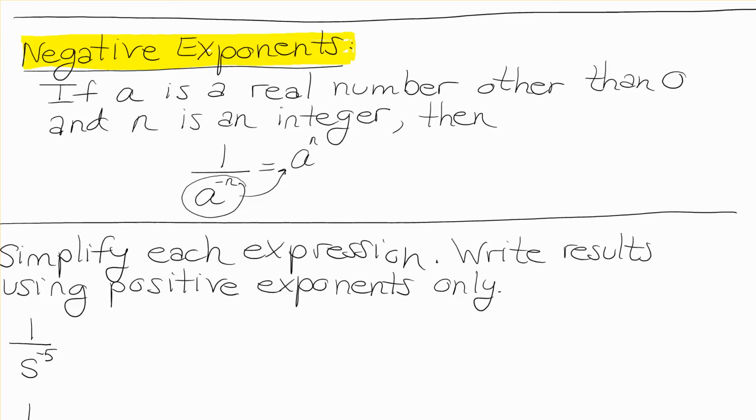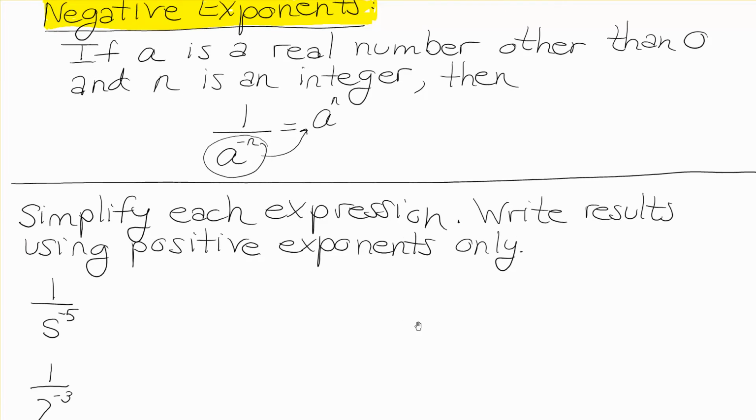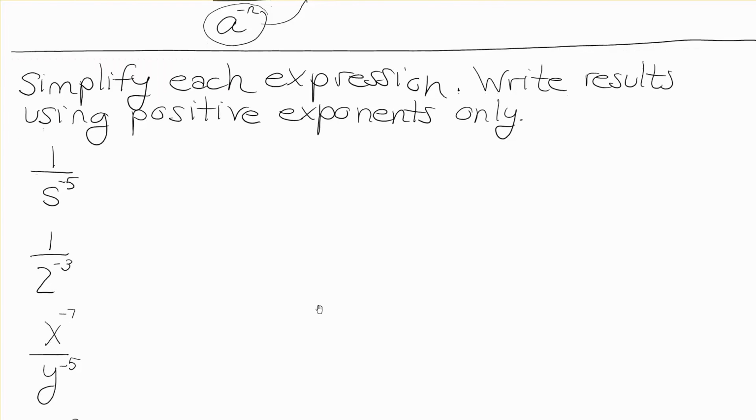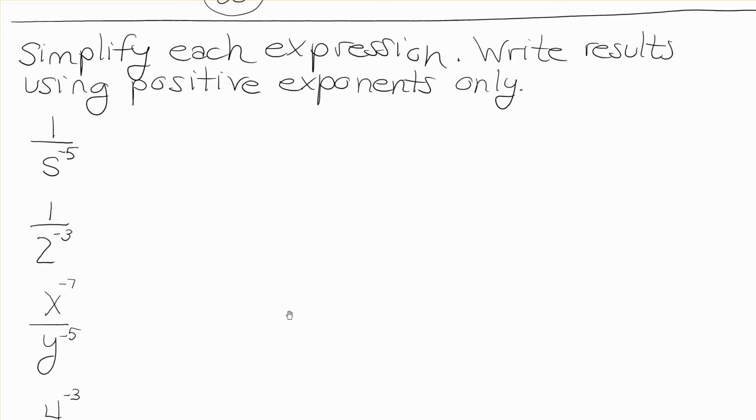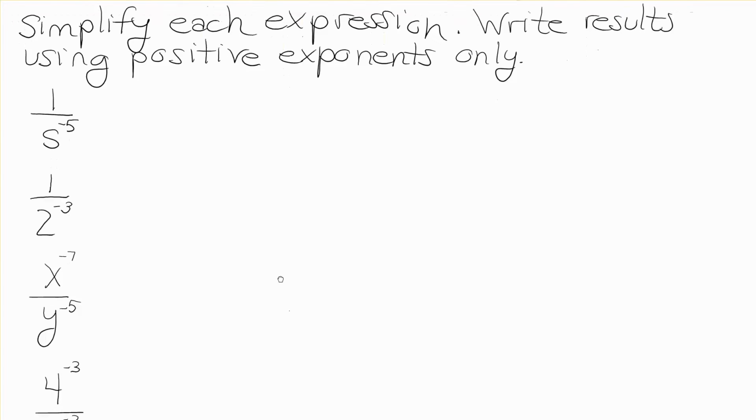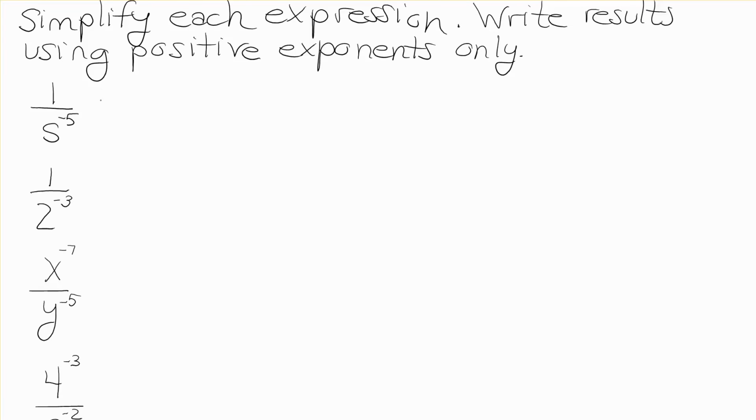So let's use that concept, and we're going to simplify each of these following expressions, and we're going to write those results with positive exponents only. According to the definition, anything in the denominator that has a negative exponent moves into the numerator with a positive exponent. So 1 over x to the negative 5 is just x to the 5th power.